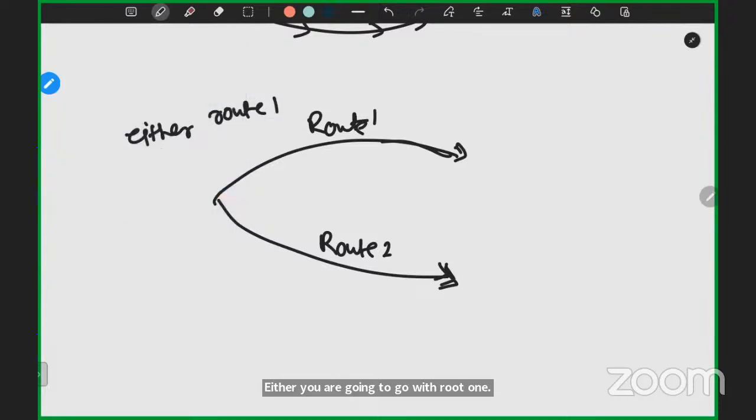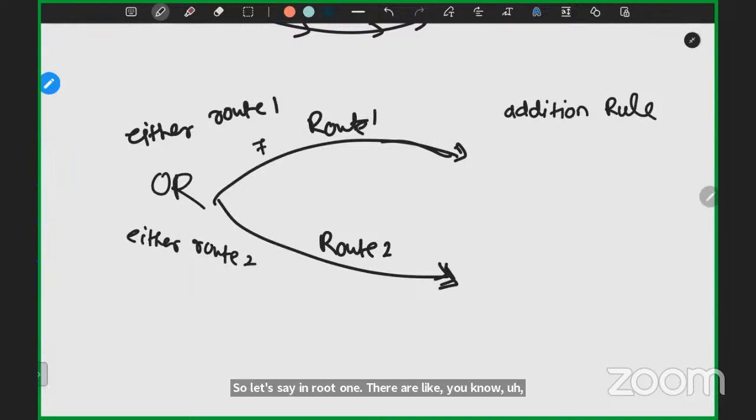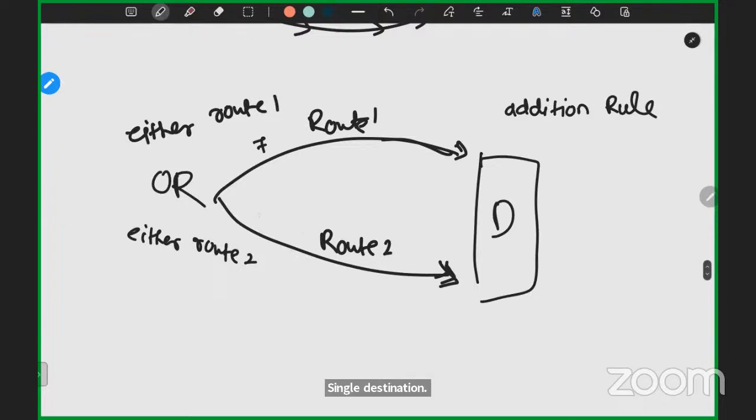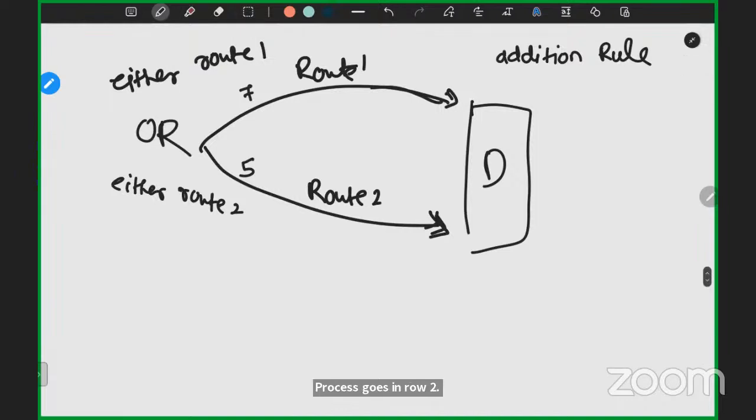or you are going to go with route two. So this is "or", and you could have understood this is the addition rule. Let's say in route one there are seven buses, and in route two, same location, the destination is the same, there are five buses. Now if I ask you how many ways you can go, you kind of get that: I have 12 options here.